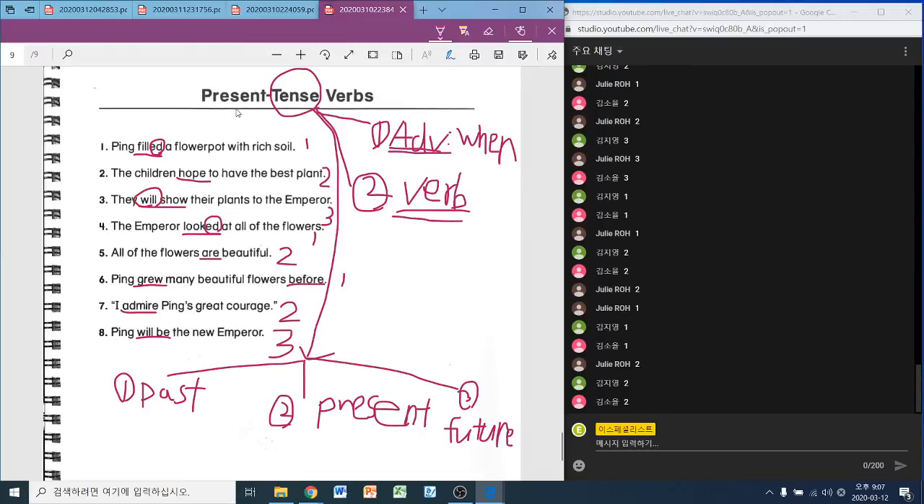So kind of like this. If you just look at the sentence, number 1, try to find any adverbs telling when, okay? Number 2, look at the form of the verb. Then now you know what tense it is, okay? Good job.